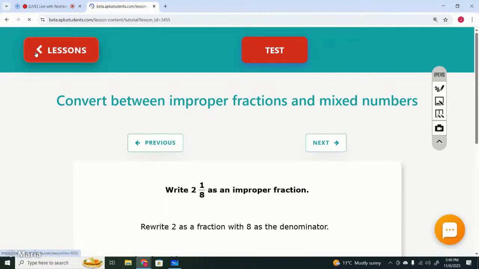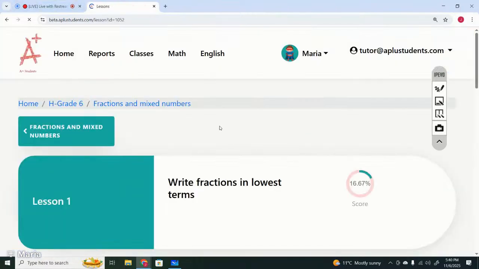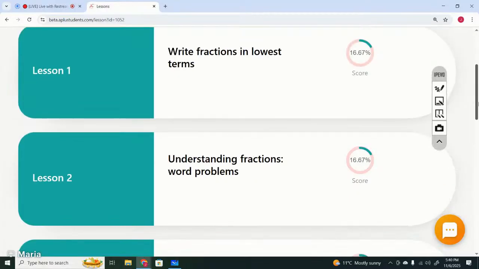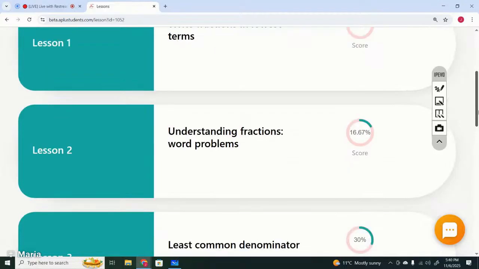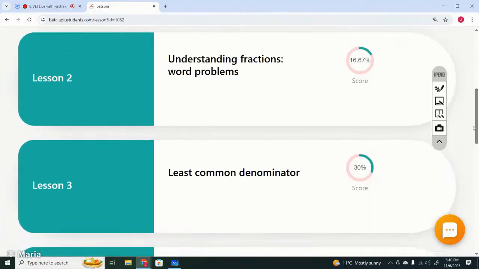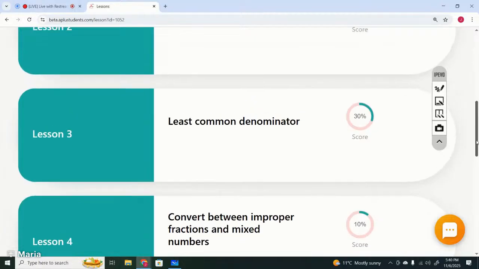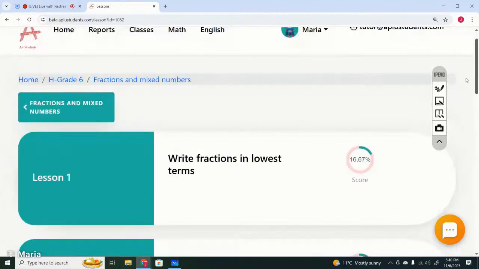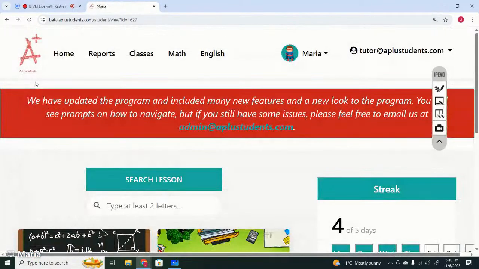So we were working on grade 6 math. The chapter we are working on is fractions and mixed numbers. The lessons we have covered today are writing fractions in lowest terms, understanding fraction word problems, least common denominator, and converting between improper fractions and mixed numbers. So please make sure before the next session you complete all the practice questions for the lessons we just did. That is your homework until next session.